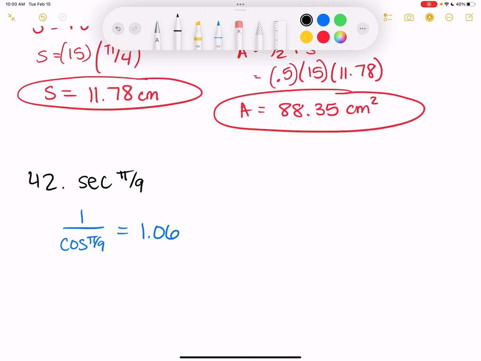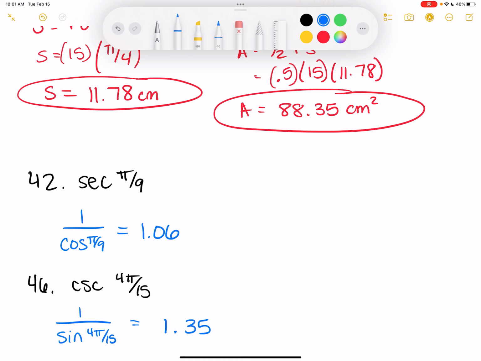All right, 44 we did the other day. The cosine of pi over 6 we said was root 3 over 2. Okay, if I was going to do cosecant, so for number 46, the cosecant of 4 pi over 15. What does cosecant pair with? Sine. So it's 1 over the sine of 4 pi over 15. I got 1.35.